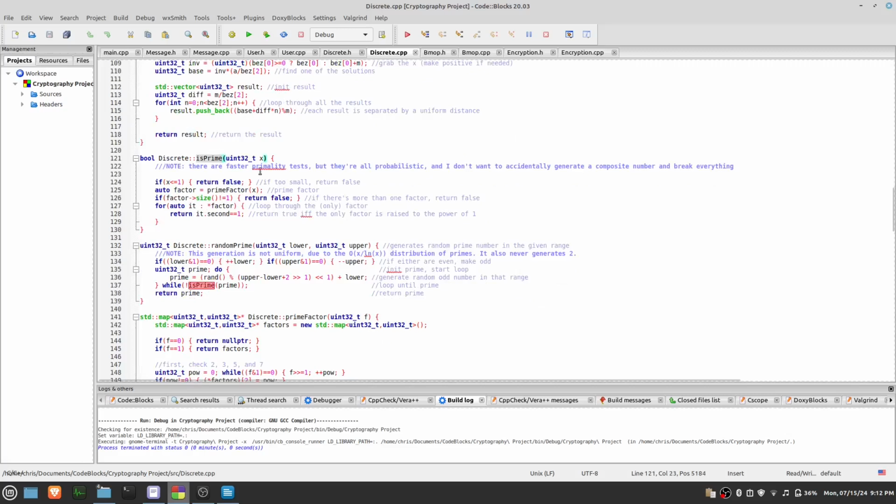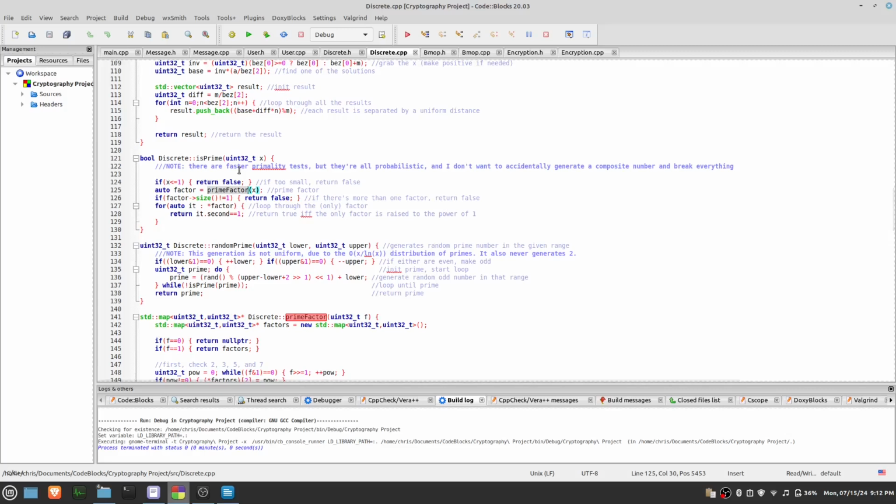Let's see, is prime. I know for a fact this one is definitely not the fastest, because what you actually do in real life is use probabilistic primality tests, which means that technically you'll never be 100% sure that it's prime. But as you do more and more iterations, the probability that it's not prime gets smaller and smaller. This one is literally just doing a prime factorization and then seeing if it's empty. So it's very slow.